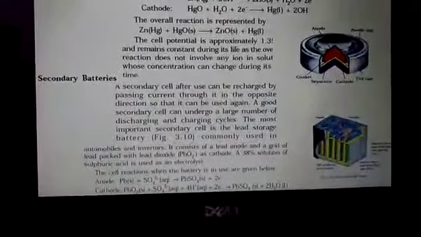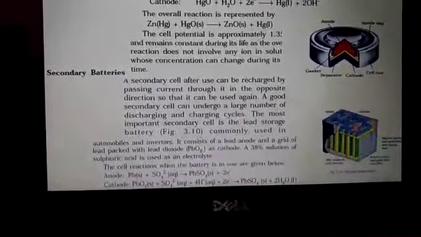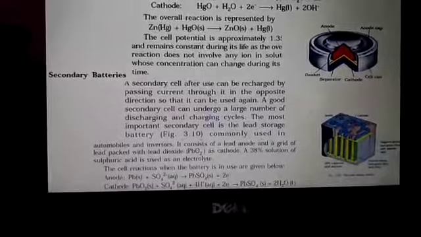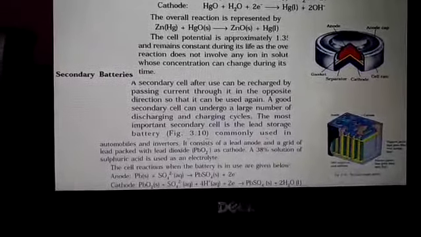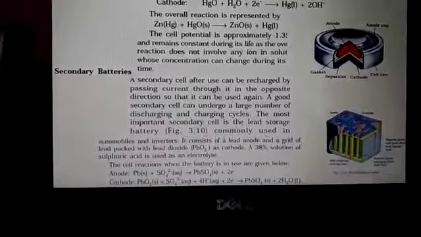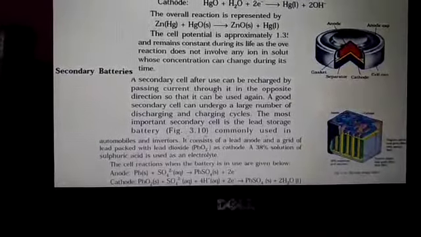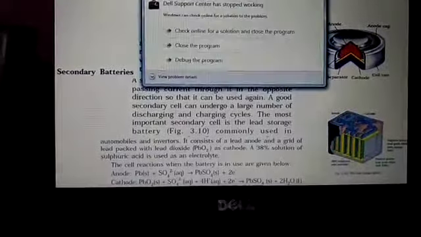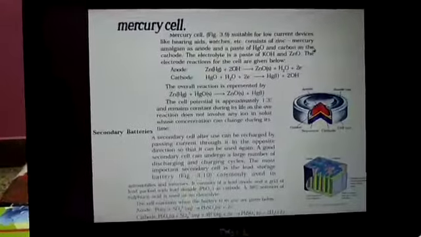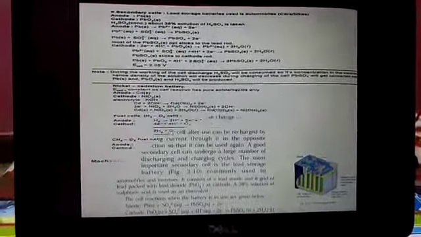In the lead storage battery, at the anode, spongy lead reacts with the sulfate ion to form lead sulfate and 2 electrons are eliminated. At the cathode, PbO2 reacts with the sulfate ion and 4H+ ions plus 2 electrons, changing into PbSO4 plus 2H2O. Now the secondary cells can be recharged again and again.